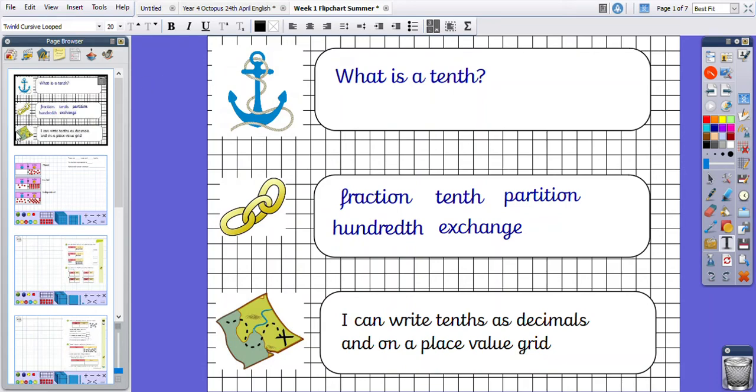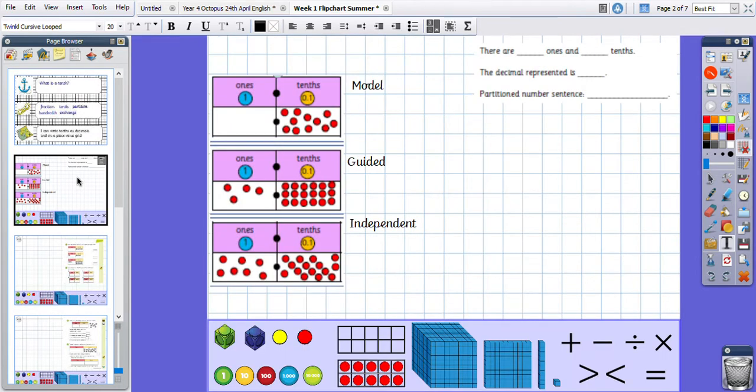Good morning, Year 4. Your maths learning today is consolidating your knowledge of tenths, and you are writing tenths as decimals and on a place value grid. So a quick revision of what we did yesterday. We are going to count the number of counters in the tenth column, and we're going to work out what our decimal number is.